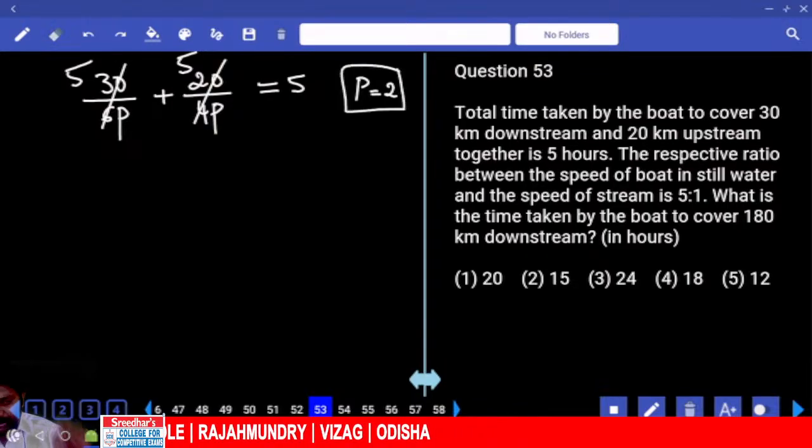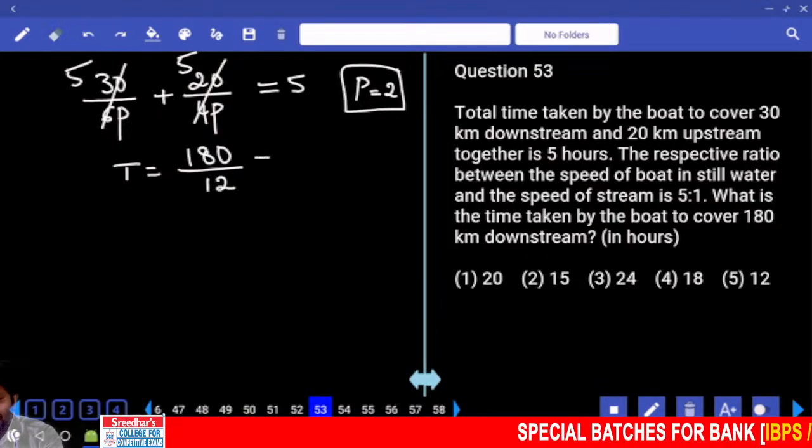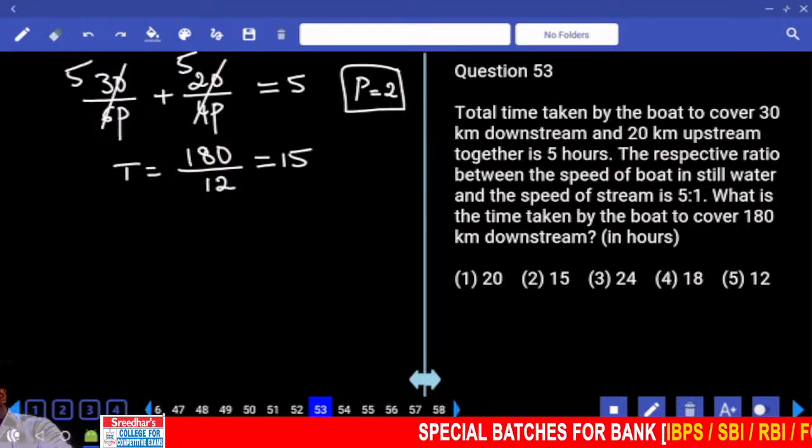Now the question is to identify the time to cover 180 kilometers downstream. Downstream speed is 6 parts, 6 into 2, 12. 12, 15 times is 180.